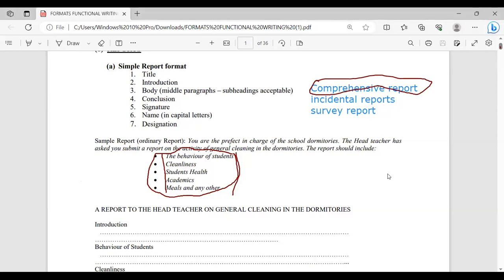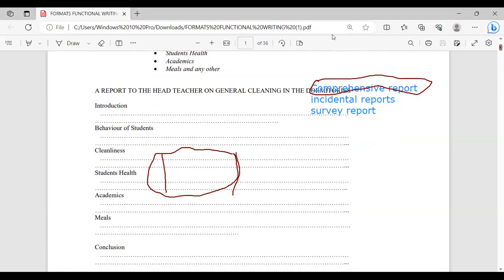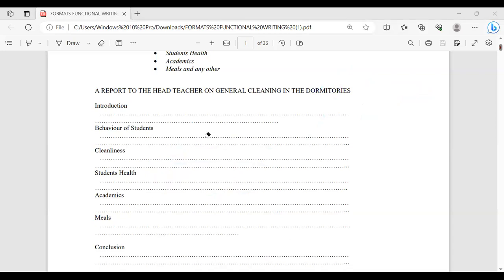So when you look at our report, it starts with a title. The title is very important. Starting with the title, then let me first erase this. Our report starts with a title. Now, our title is mentioning to whom the report is being written, and it is mentioning the topic, about what. So it answers three questions: what, to whom, and about what.